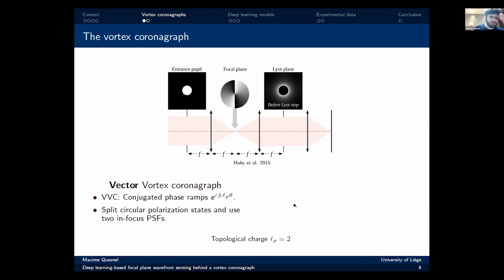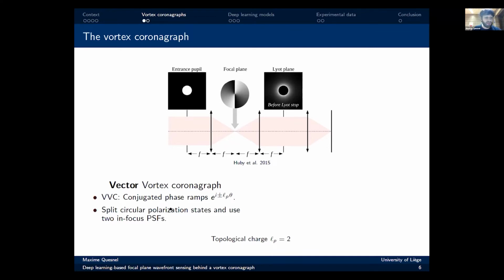And what is particular with this implementation is that there are conjugated phase ramps applied to each circular polarization state, which means that in the focal plane, you would get a different signature for each polarization. So one idea would be maybe to split these polarizations and try to use the two resulting in-focus PSFs.